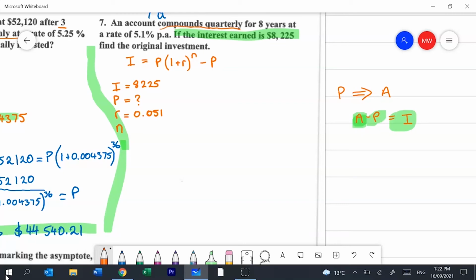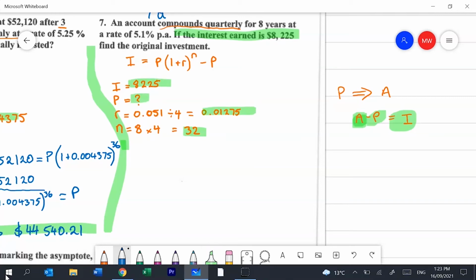So this value here, I'm going to have to divide by 4 because it compounds 4 times per year. So that's going to give me a modified value of 0.01275, carrying plenty of decimals again. And then my number of compounding units is going to be my 8 years, but it does that 4 times per year. So that's going to have a new value of 32. So these are the numbers that I'm working with. All right, let's sub them in and solve.